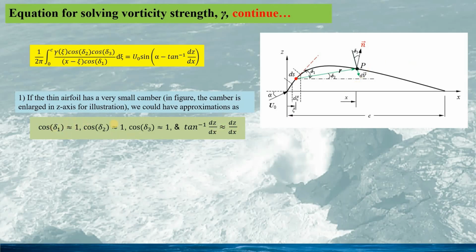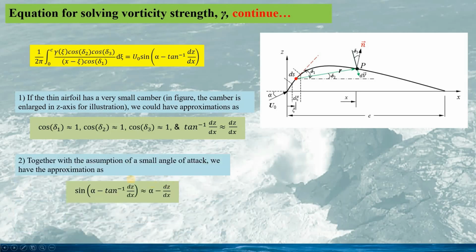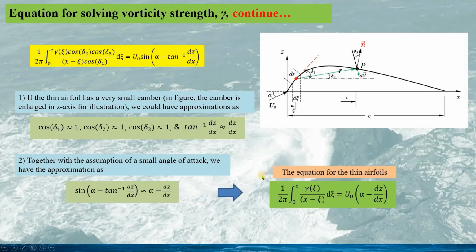So we have the approximations given by these expressions. We also consider the angle of attack is small. Therefore, the expression can be approximated by this simple expression. As such, the mathematical equation can be simplified as this for the vorticity strength.